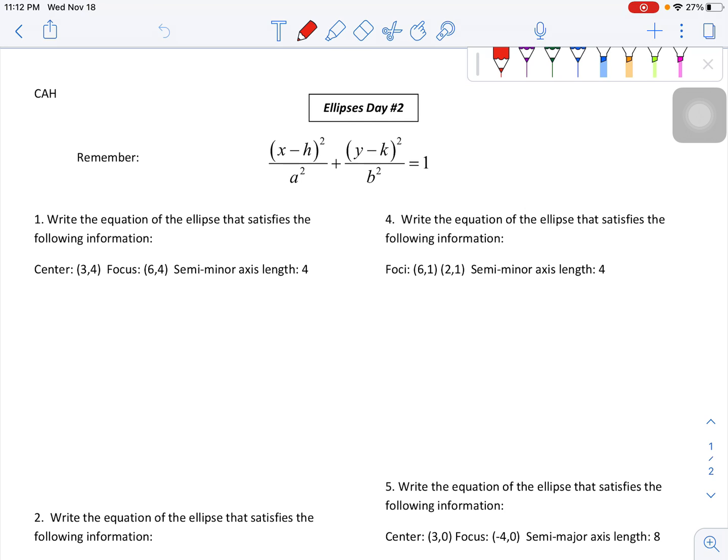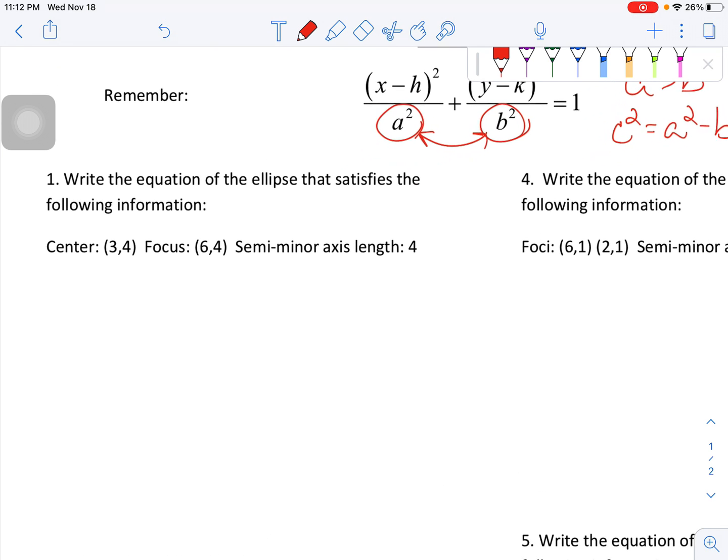So in this video, we're going to talk about how to write an equation of an ellipse given specific characteristics. Remember, we've got the equation of an ellipse right here. However, I do want to remind you that your a squared and b squared can be reversed, okay? You do need to remember that a is always greater than b. And the relationship between a, b, and c is defined as c squared is equal to a squared minus b squared, okay? So using that information, we're going to write some equations.